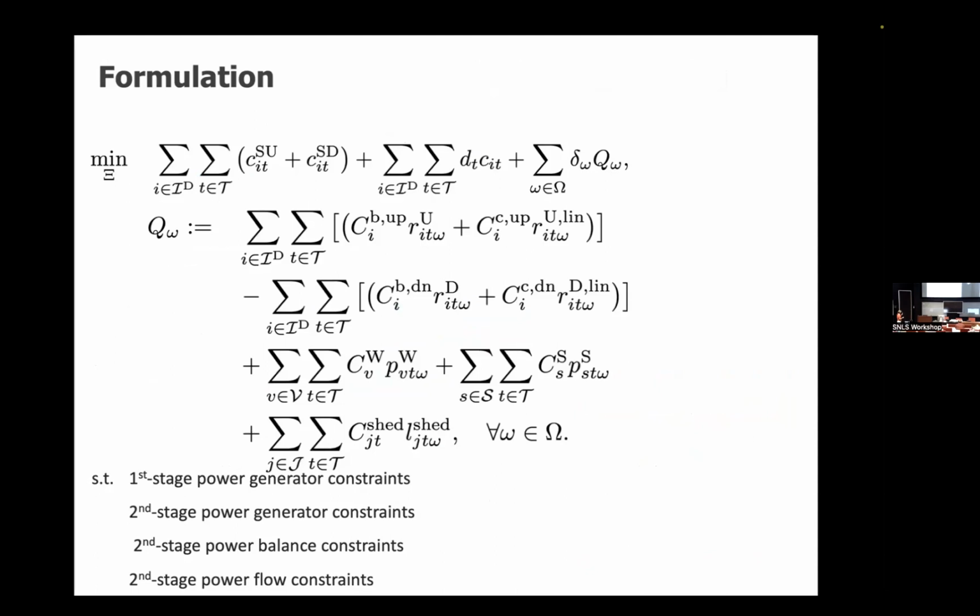And this is subject to the power generator constraints, first stage, when they are going to be on or off. And the second stage power generation constraints are all related with the ramp ups and ramp downs, right? And also the ramp and the reserves. And then we have second stage power balance and second stage power flow constraints. So for each scenario of the wind, solar, and the demand, we need to have a solution that has a feasible transmission in the network.